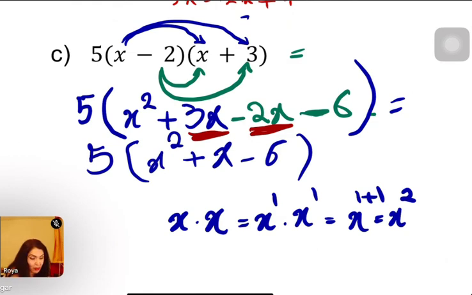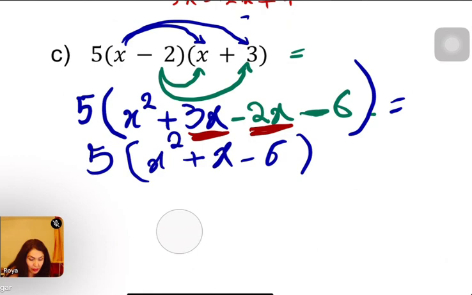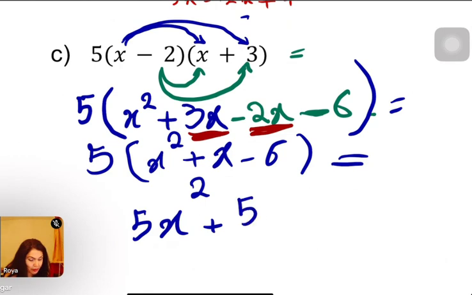And now you can multiply 5 inside the bracket. Multiply by each term. 5 times x squared is 5x squared plus 5x. 5 times negative 6 is negative 30. This is your answer.